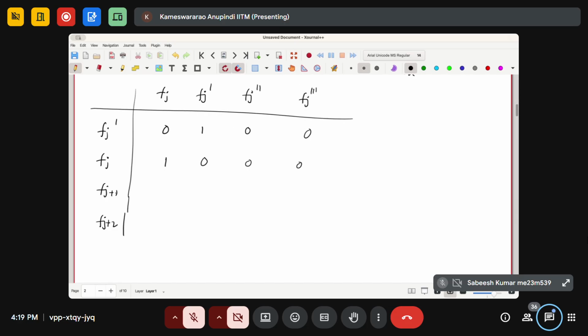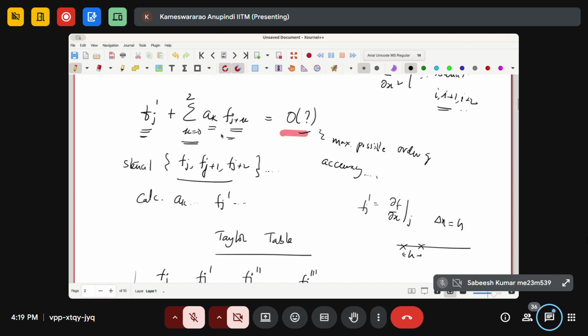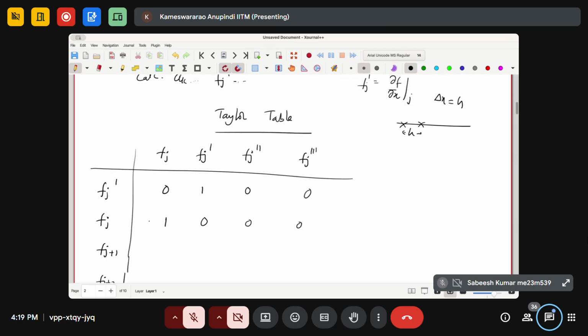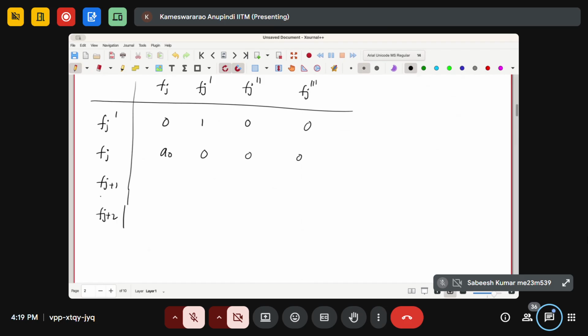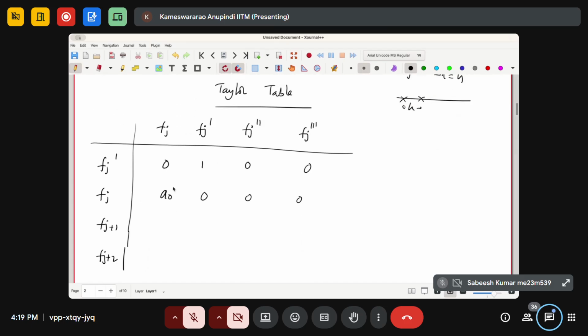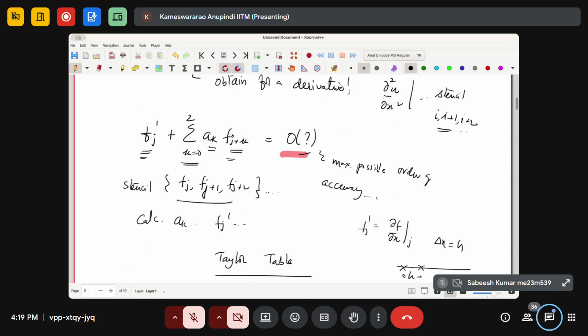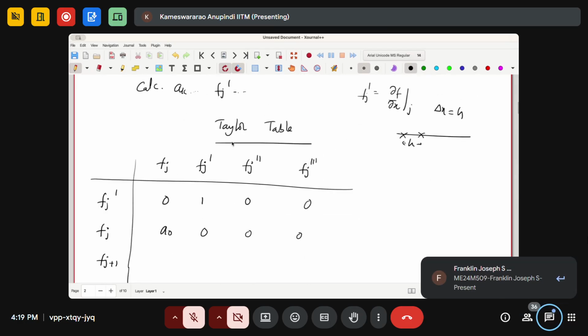Then fj plus 1 is going to be, okay, fj will not be 1, rather fj will be a0 times fj is what I'm going to get. So this is going to be a0, right, times fj is what I would get for the fj term. And fj plus 1, the coefficients will be what? So you'll have this is going to be a1 fj plus 1, right? a1 fj plus 1 when you expand it out.